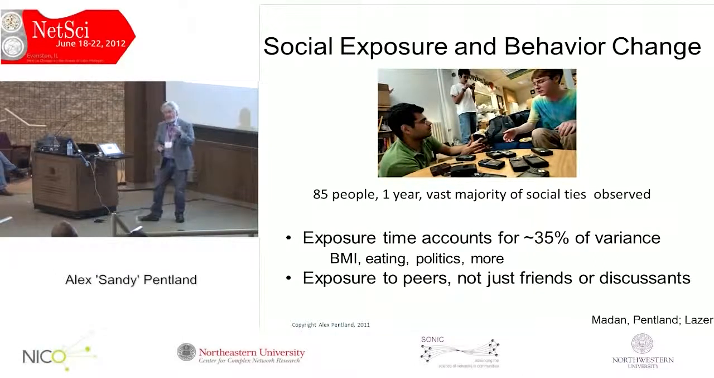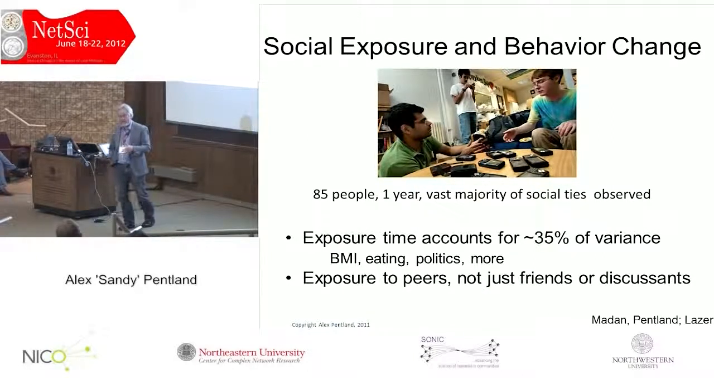And what we found for many of the different properties that you'd be interested in, change in body mass index, change in eating behavior, politics, is that you could most accurately predict those things by looking at their exposure to other people. So if you looked at what the people you spent time with were doing, were they all gaining weight? Were they all becoming Republican, whatever? That was the best predictor.